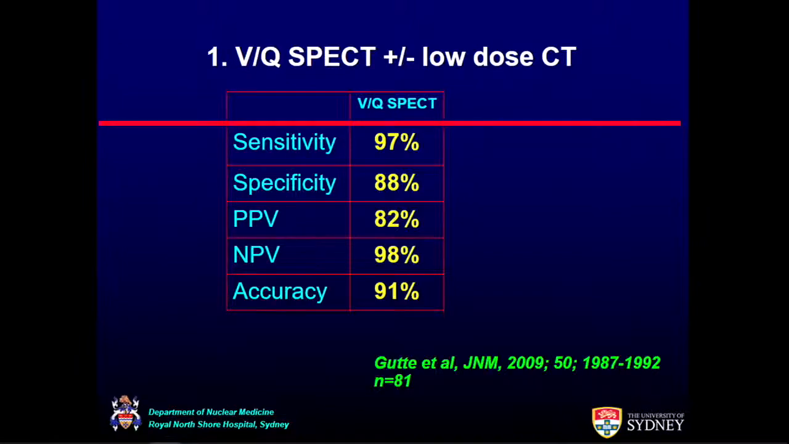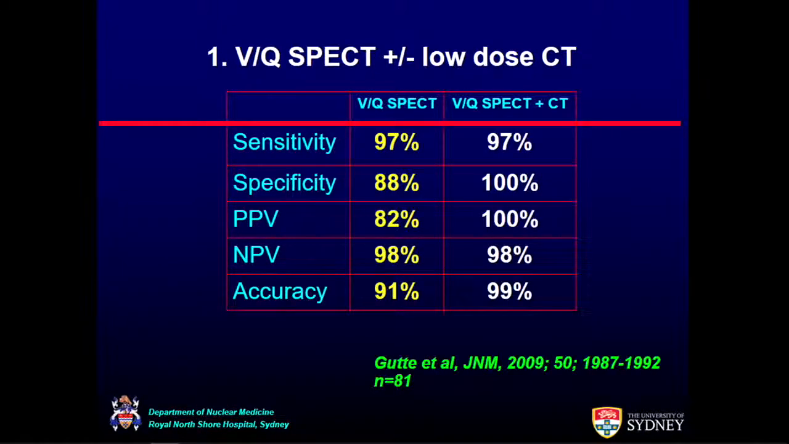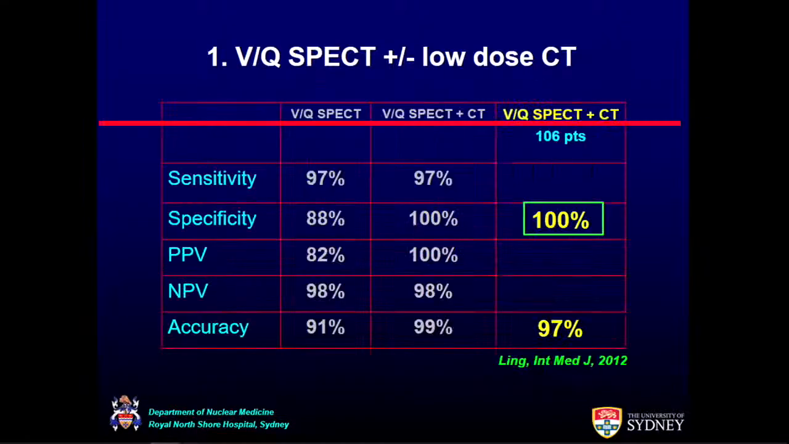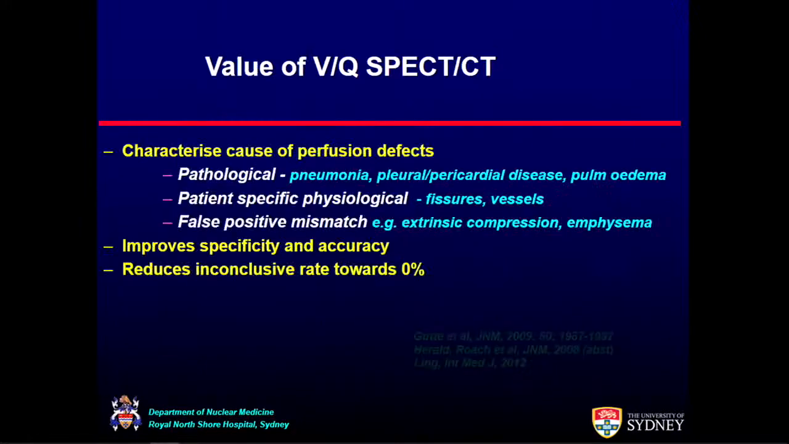So going back to Jan's paper from Copenhagen, I've shown you those results before. Let's add the CT. The sensitivity does not increase. All right, so SPECT CT will not improve sensitivity, it improves specificity. And you can see here very strong results in this study of 81 patients with perfect specificity. A group from Perth in Western Australia replicated these results, similar number, and again, very high specificity.